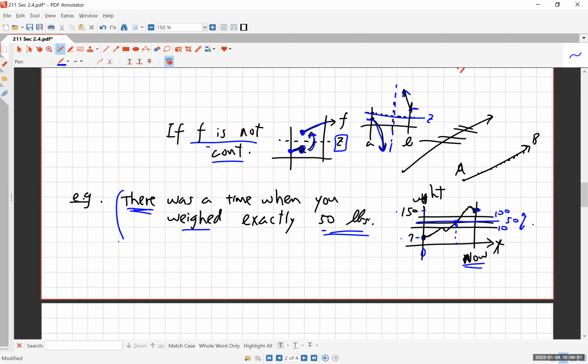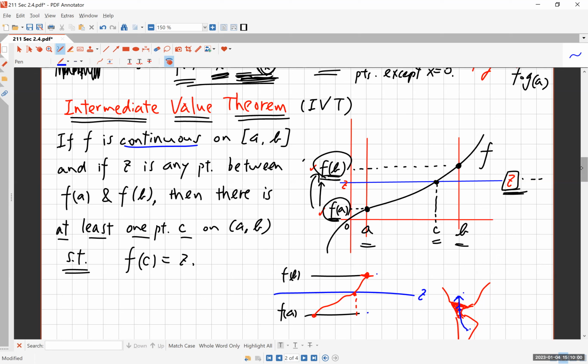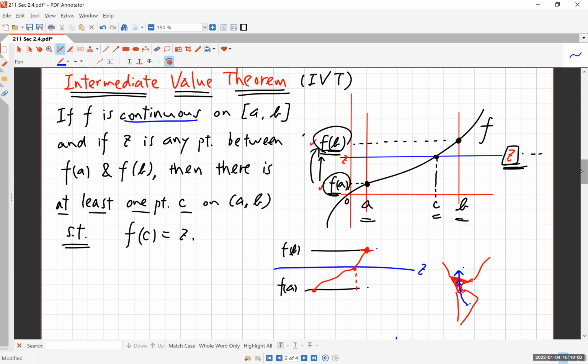That's a silly application, yes, that's true. But remember this as we go into the more advanced theorems of calculus. The IVT will be referred to perhaps several times in this course.